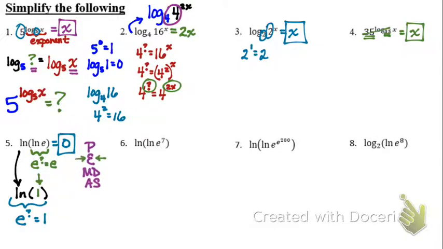Look at number 6. How are these parentheses going to simplify? 7. So I have the natural log of 7. Can I simplify it more than that? No, because this is now asking me e to what power gives me 7? I don't know. That's not one that I can do in my head. So I would leave this as the natural log of 7.